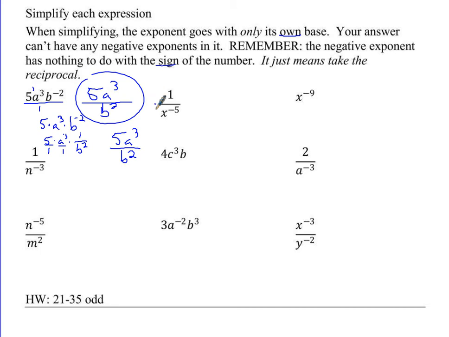So for this second one, 1 over x to the negative fifth power, I'm going to put my division bar on there. The 1's in the right spot, but the x to the negative fifth power is not. It is in the denominator right now, so it's going to move to the numerator. What's left in the denominator?